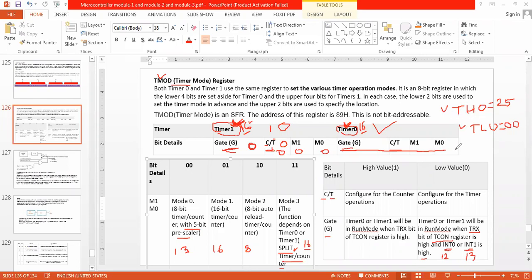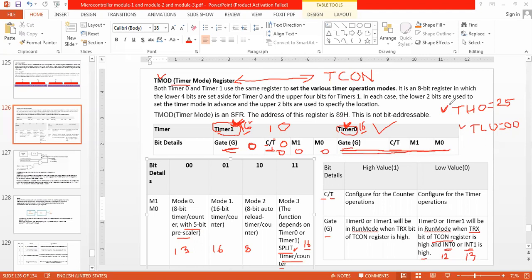I am just setting up the operation mode in the TMOD register, but to start and stop it, I have one more register called the TCON register, the timer control register. These two are very important: the TMOD register and the TCON register.